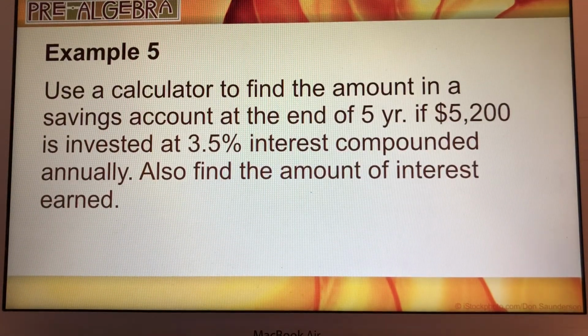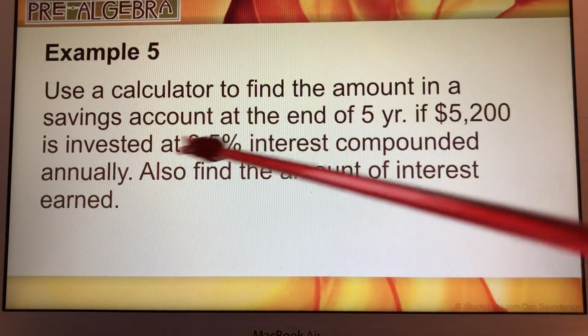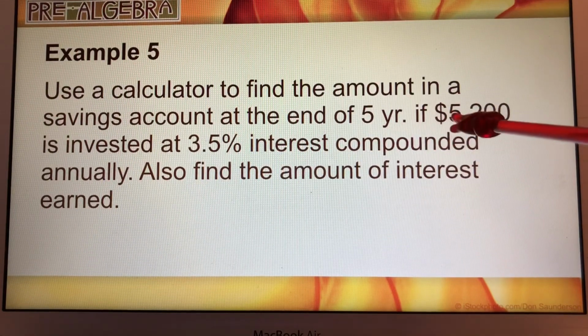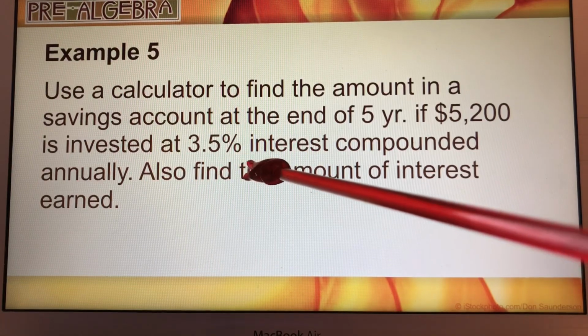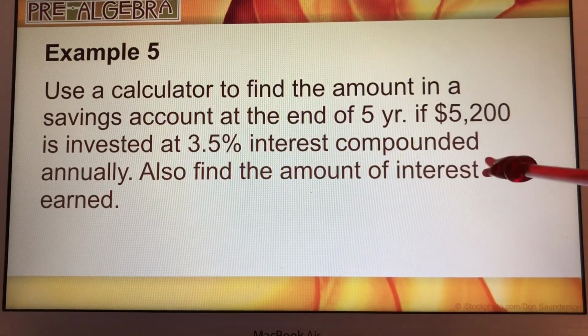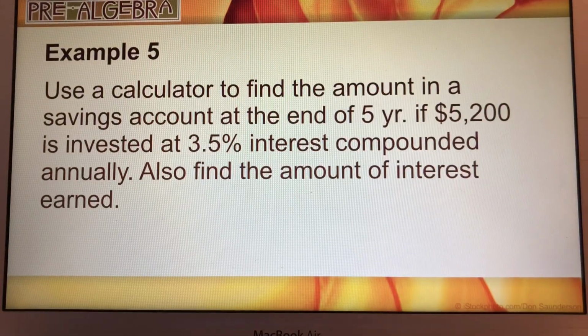You're going to be able to continue to use a calculator for the rest of these problems. Use the calculator to find the amount in a savings account at the end of 5 years if $5,200 is invested at 3.5% interest compounded annually. Also find the amount of interest earned. Okay, now, don't panic. I know there's a lot of information in here, but we'll start breaking things down.